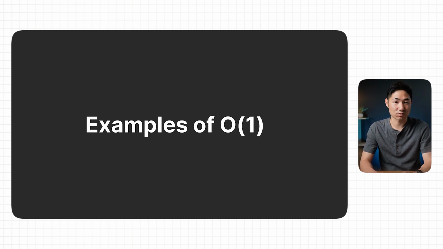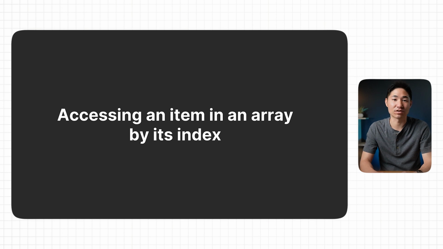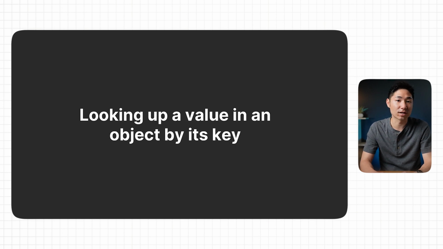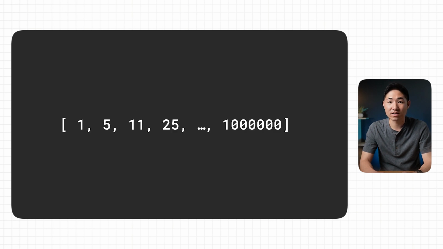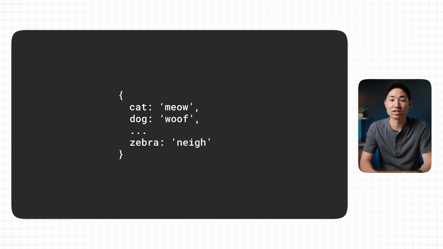Some examples of this would be accessing an item in an array by its index, or looking up a value in an object by its key. These are performed in constant time. It doesn't matter how many items are in the array or how many key value pairs are in the object.